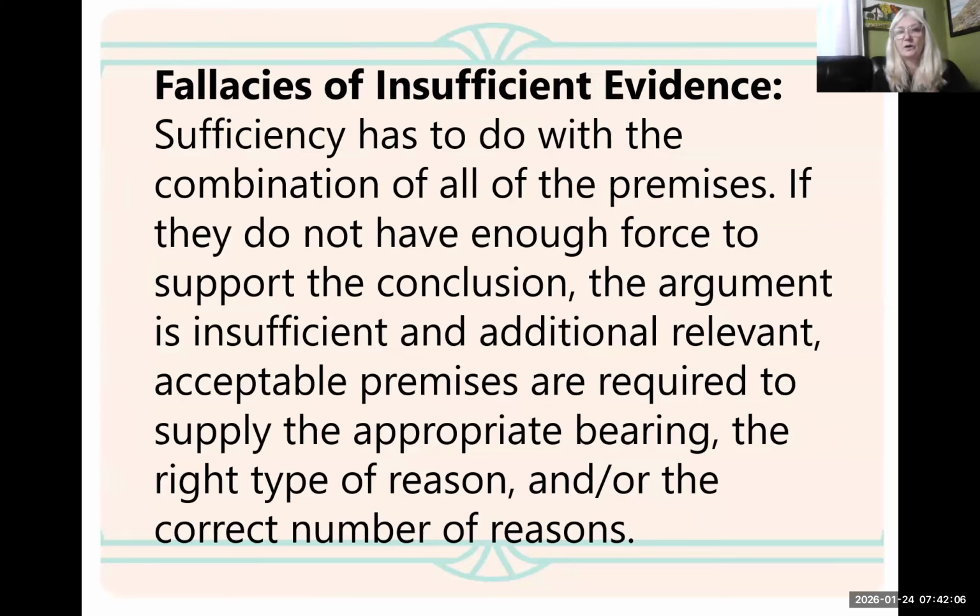So sufficiency has to do with a combination of all of the premises together having enough evidence to offer the correct support to the truth of the conclusion. And remember, whatever the conclusion is, the amount or the weight or the number of reasons will depend on the force of the conclusion. So if they do not have enough force to support the conclusion, the argument is insufficient, and additional relevant acceptable premises are required to supply the appropriate bearing, the right type of reason, and/or the correct number of reasons.